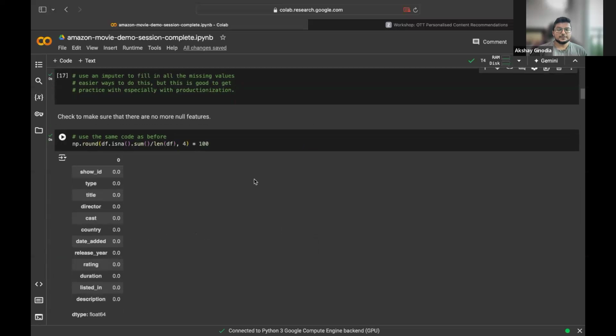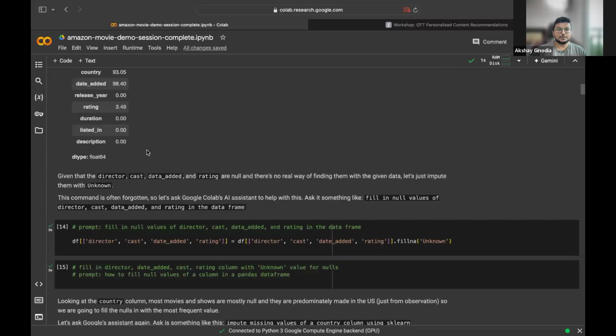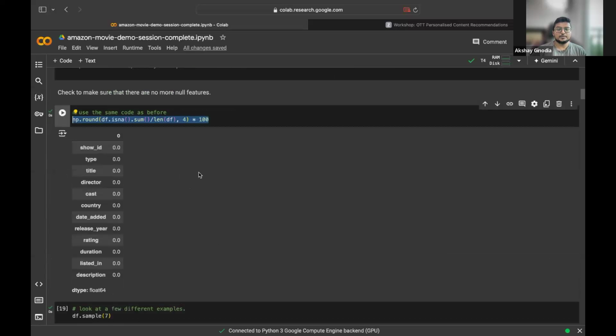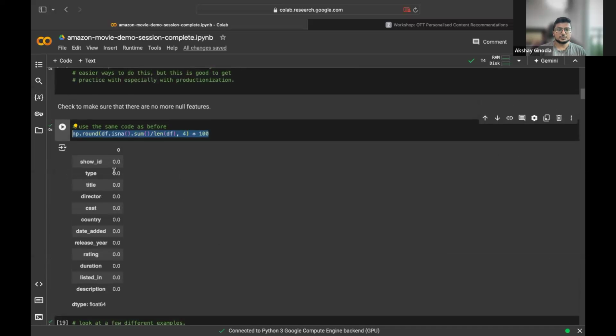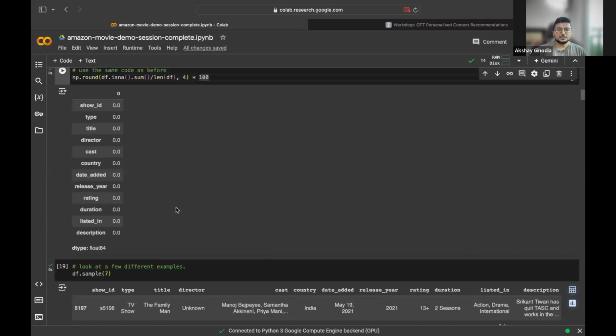Now, once we have done all the replacement, we want to check once again if the replacement worked fine and if there are any more missing values. So we're running the same command that we ran before to check the percentage of missing values. We're running it again to check our replacements are all good. This shows that no more missing values are there, and that is all good.